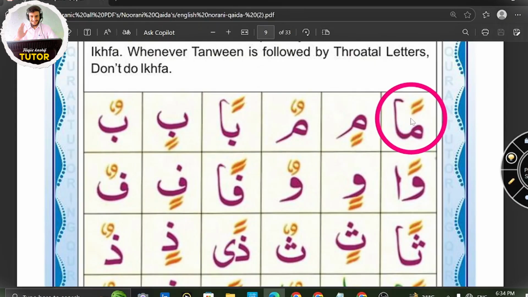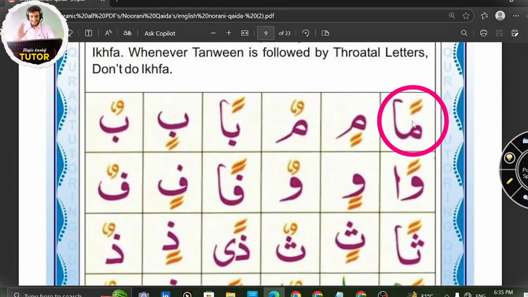Meme double fatha man, double kasra min, double dhamma mun. What is the sound of this letter? Man, min, mun. You see that we are hiding the voice in the nose.